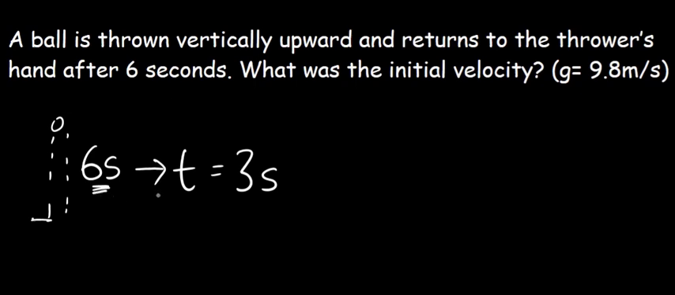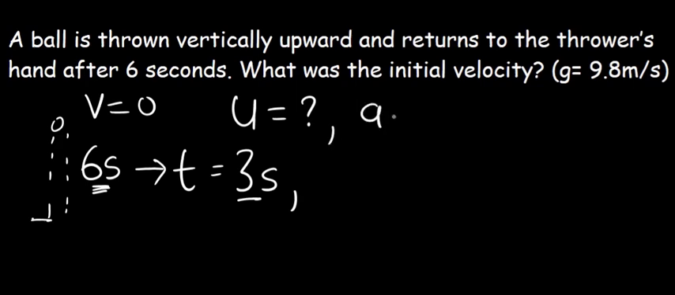So the time for it to get to maximum height is what? 3, which is half of that time. And that is our time. You get that? Okay. Then we're asked, what was the initial velocity? So we are being asked the initial velocity. We don't know the initial velocity. Then we have our acceleration. So when it is thrown up, it is acting against gravity. So our A is going to be minus G. Is that okay? All right.